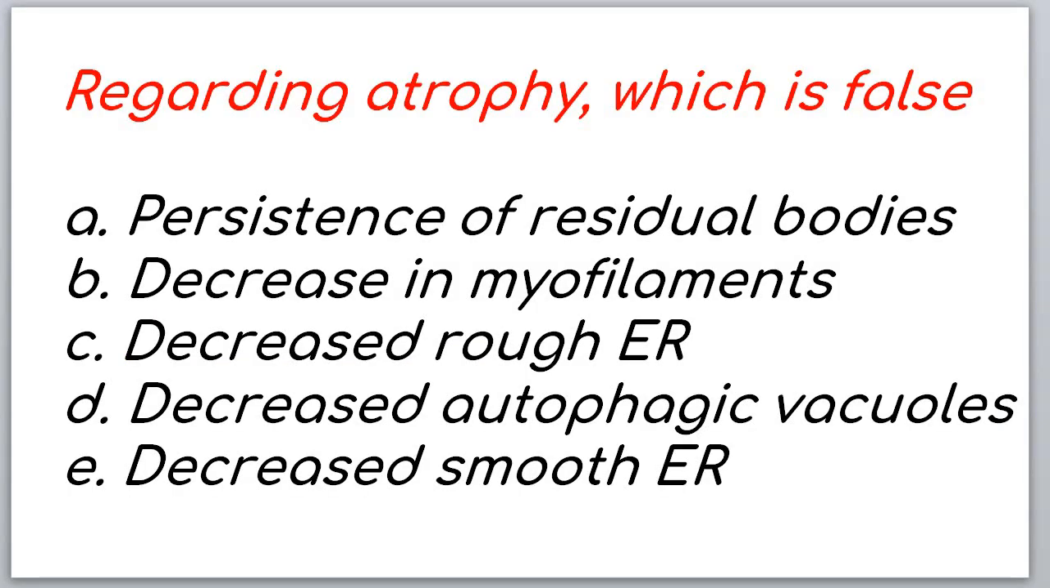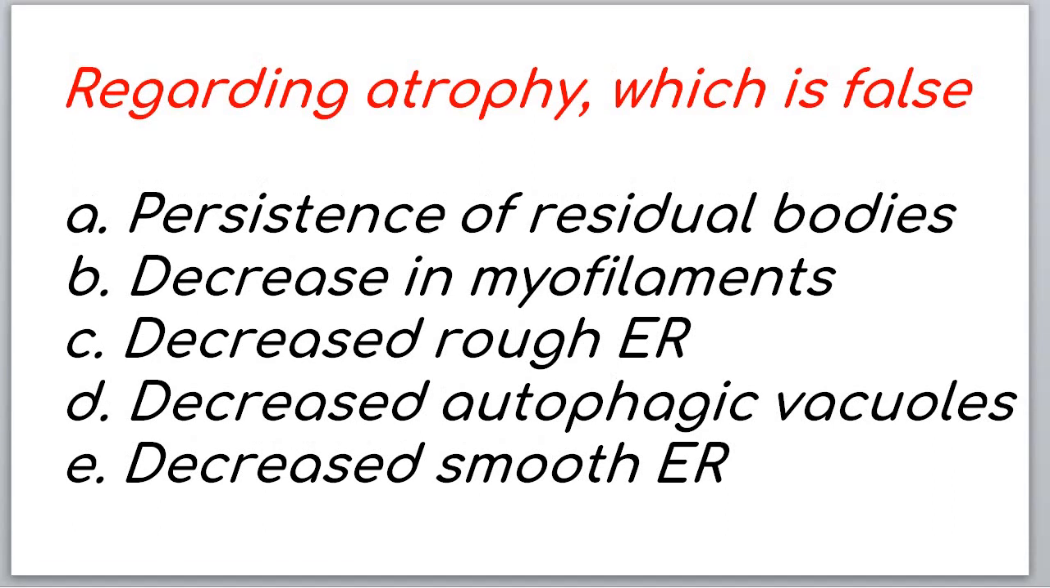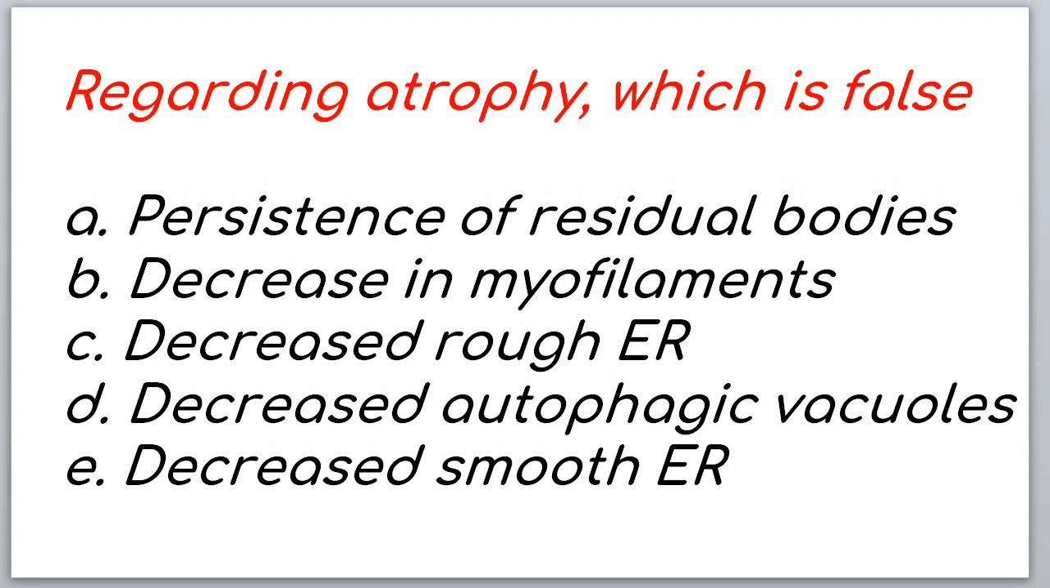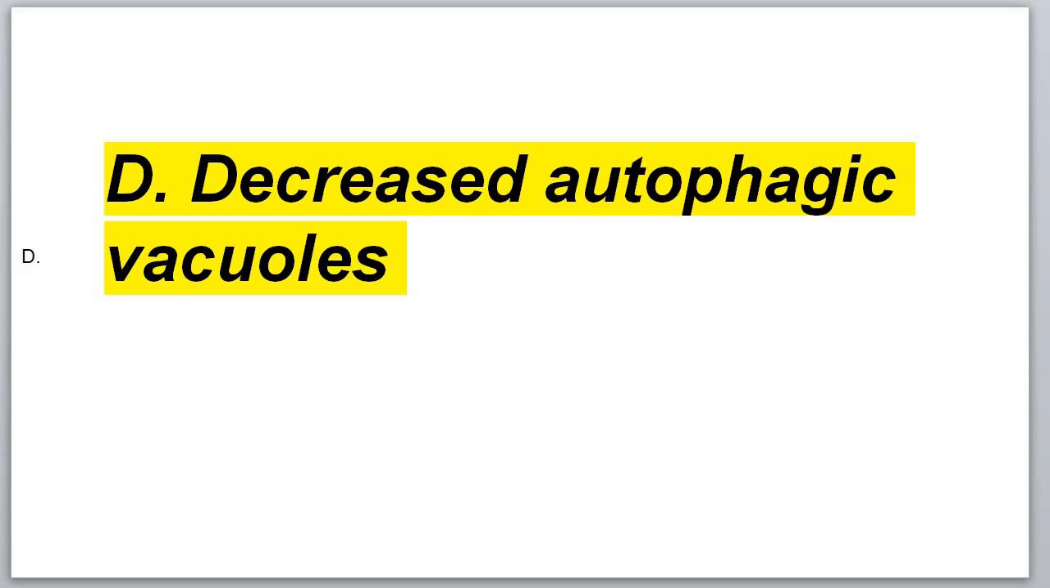Regarding atrophy, which is false? Option A, persistence of residual bodies; option B, decrease in myofilaments; option C, decreased endoplasmic reticulum; option D, decreased autophagic vacuoles; option E, decreased smooth endoplasmic reticulum. Option D, decreased autophagic vacuoles, is the correct option.